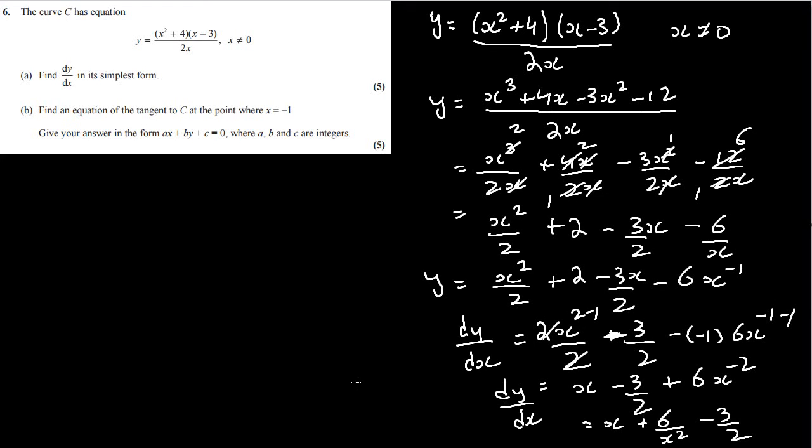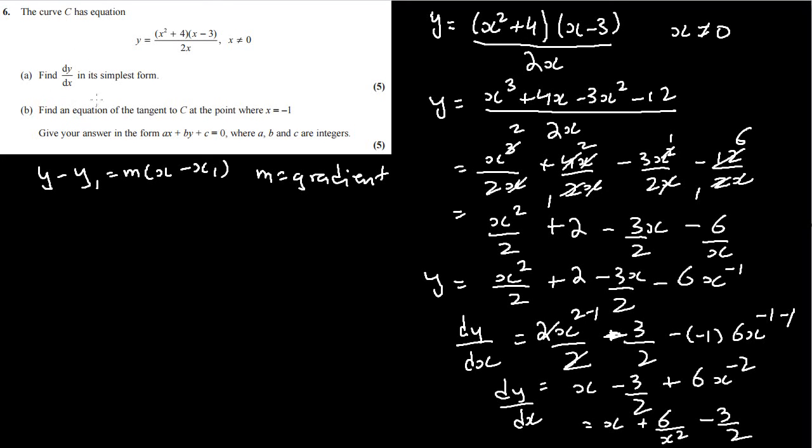So that's part 1. Let's look at part 2. Part 2 is saying find an equation of the tangent to C, this curve, at the point where x is equal to minus 1. Now we know that the equation of a tangent is a line, right? The general equation of a line is y minus y1 equals m into x minus x1, where m is the gradient. Now with this topic, dy by dx is also a gradient.